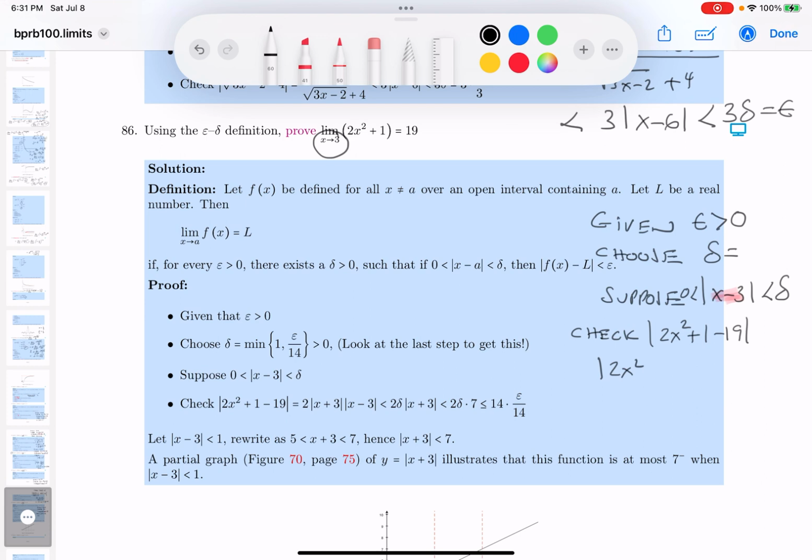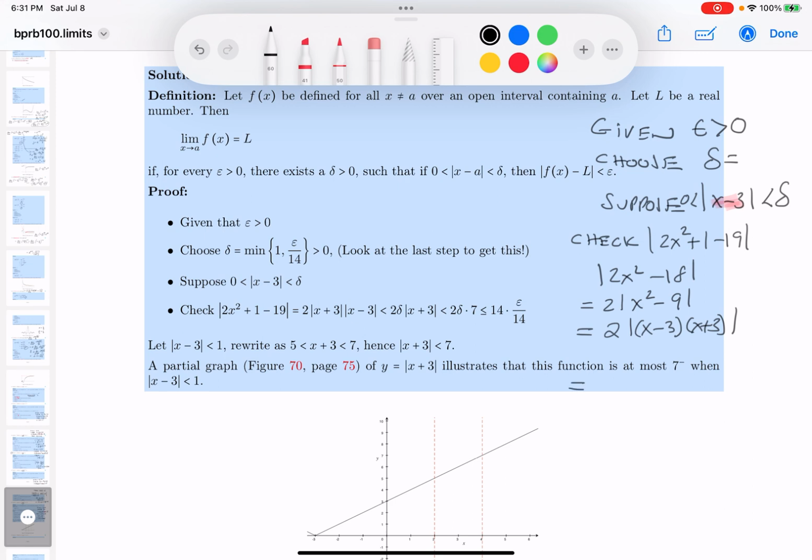2x squared minus 18. Whoa. I'm going to factor out a 2. And then the absolute value of x squared minus 9. And then I'm going to continue to factor, and that's going to be x minus 3, x plus 3. Well, there's more work to do. Let's keep moving this along. 2, absolute value of x minus 3. I see that, I want that. But then I get this thing over here, and I kind of wonder, what do I do about that?